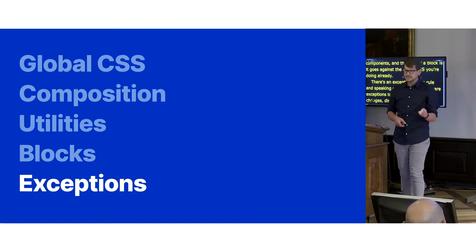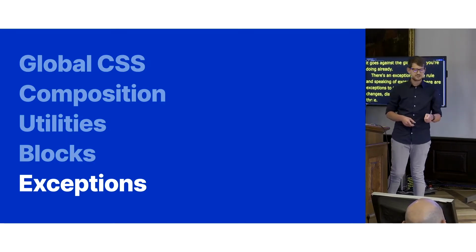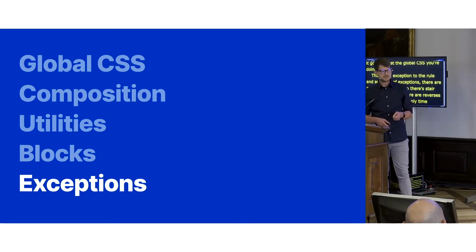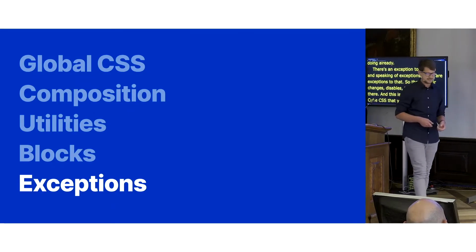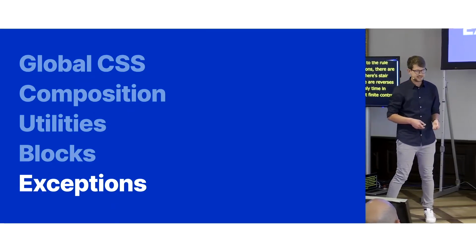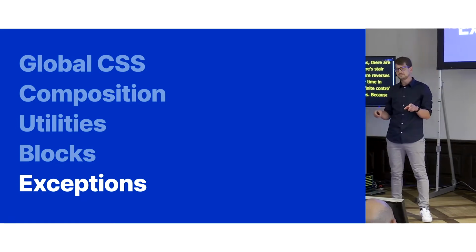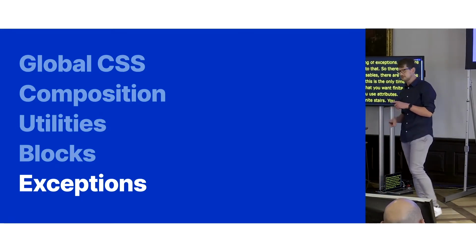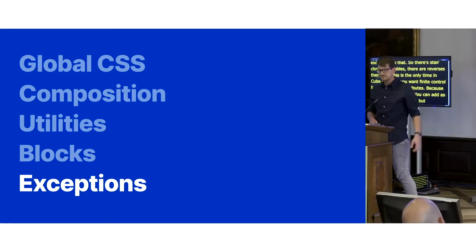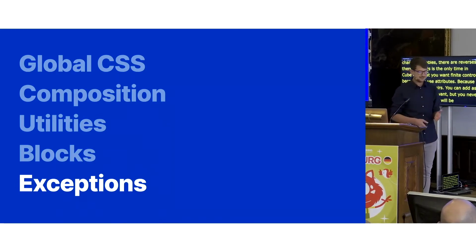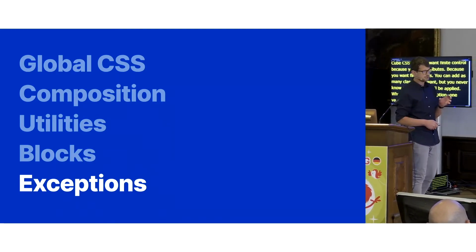And this is the only time in Cube CSS where you want finite control over a component or an element, because we use HTML data attributes as the selectors. And that's because we want finite state. You can add as many classes as you like to an element for modifiers, but you never know what class is going to be applied. Whereas with an exception, because it's got one value, you know exactly what you're getting, so then you can apply that more stringent CSS.